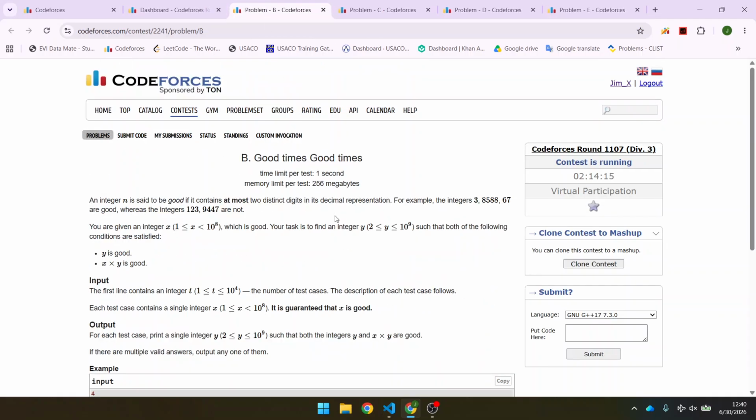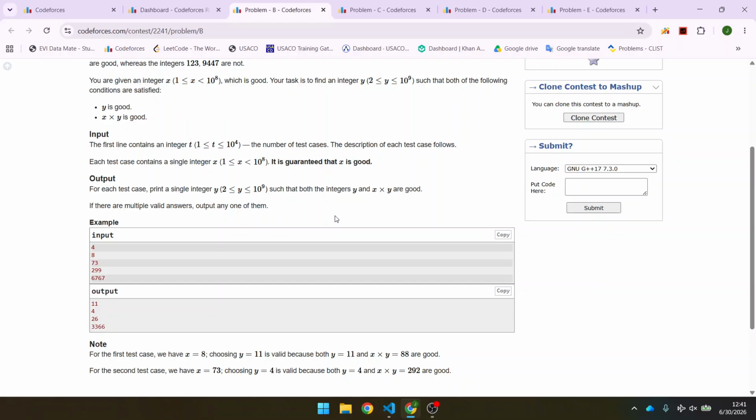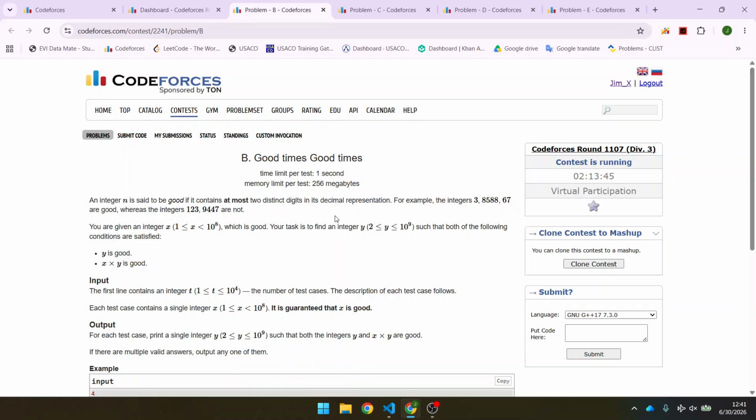A number is good if it contains at most two distinct digits in its decimal representation. Find an integer y such that both of the following conditions are satisfied: y is good, and x times y is good. Okay, so x is good, y is good, and x times y is good. At most two distinct digits.